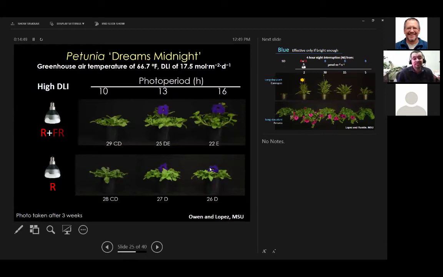So what does this tell us? Basically, if you're in an area with high daily light integral, you're not necessarily going to need the inclusion of far red light. However, if you're in a northern latitude where you're going to be growing your plants under a low daily light integral, it's going to be very important for you to have a lamp that has both red and far red light for long day plants.